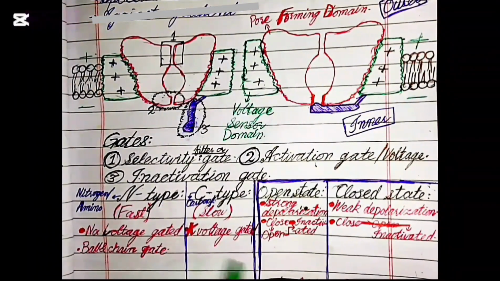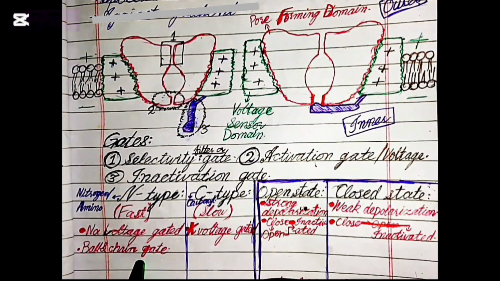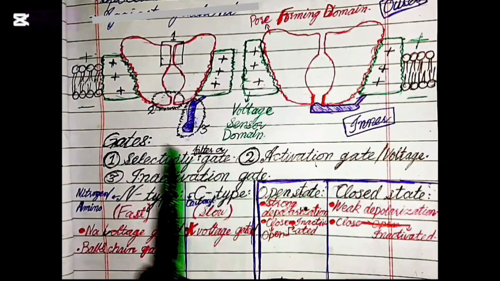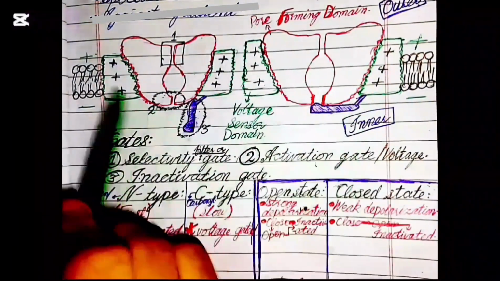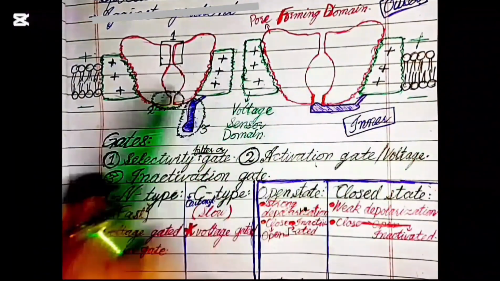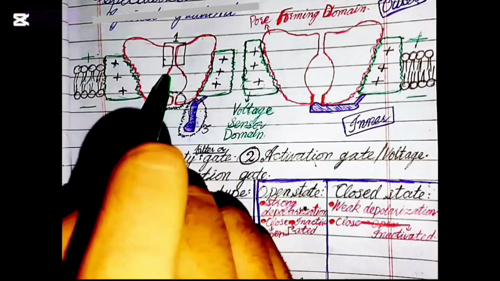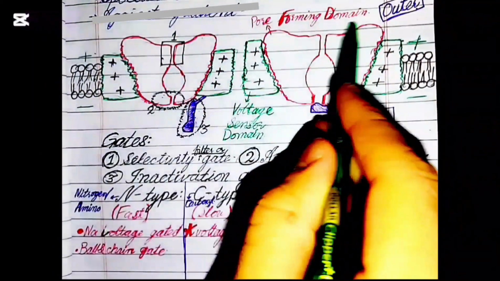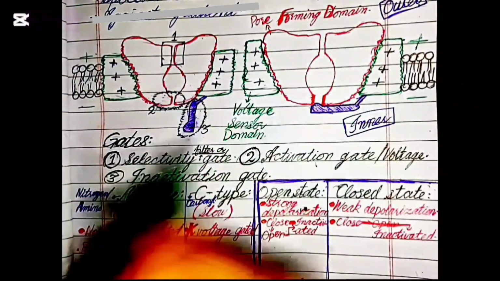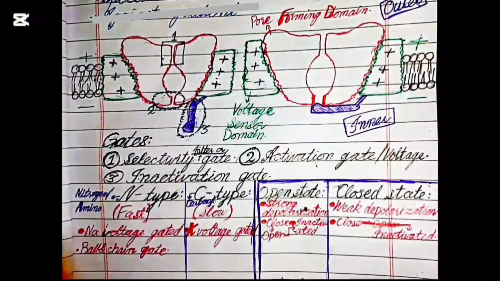They both also have different structures, as I discussed above. Look at this structure. This structure is of the N type. This is the outer side of the cell and this is the inner side of the cell. The inner side is negative and the outer side is positive.